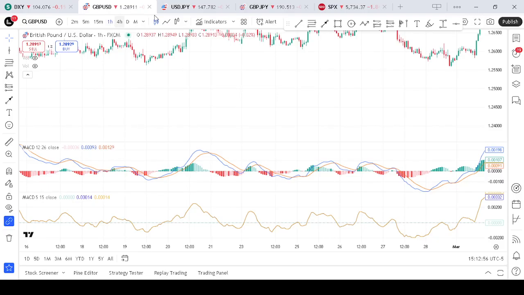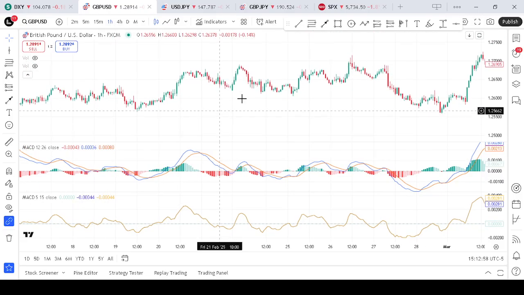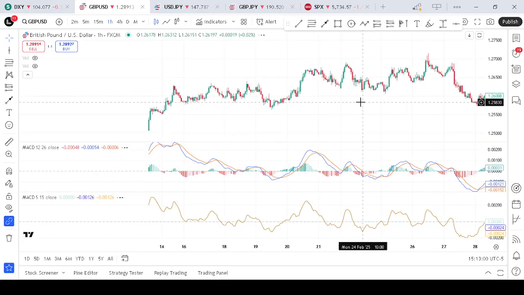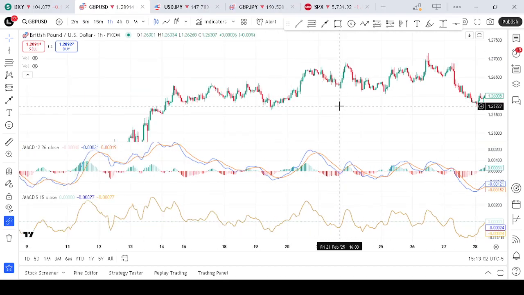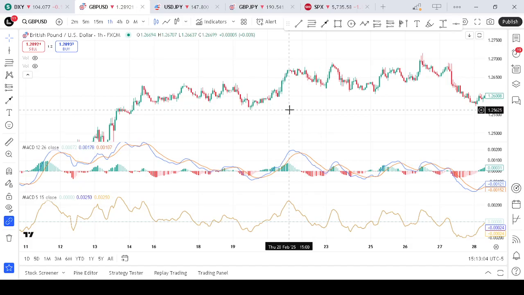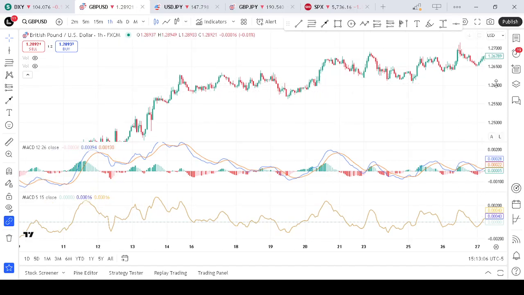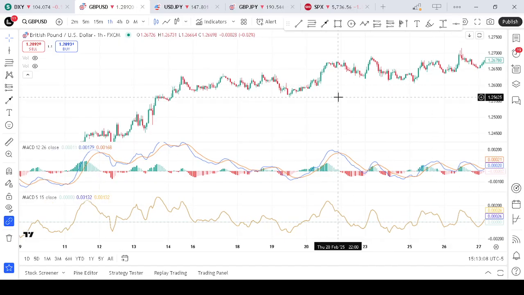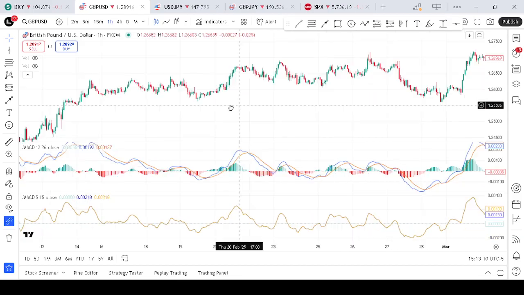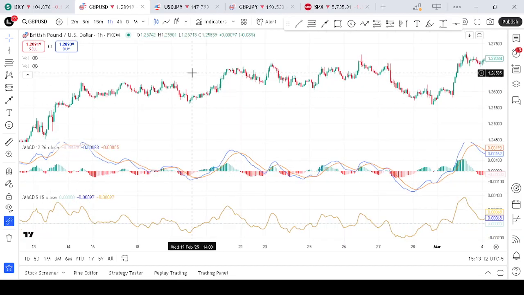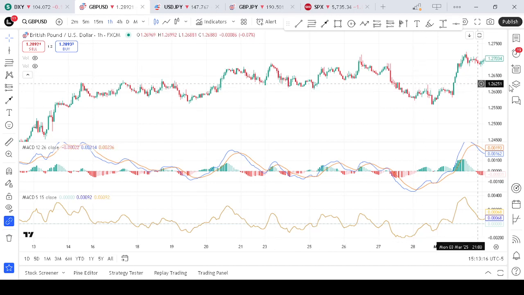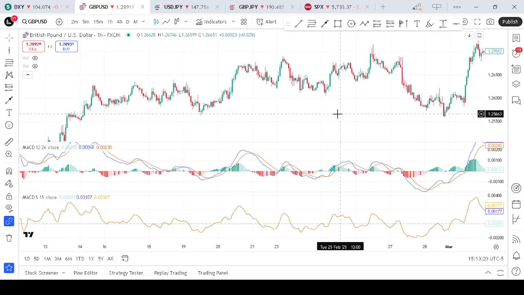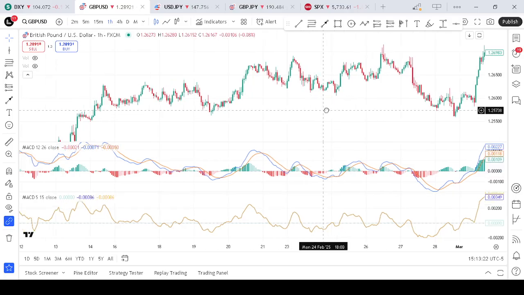How to use the double MACD strategy. Let's see how this strategy actually works. This double MACD strategy operates on a simple principle. When both MACDs align, they create a high probability trade opportunity. Let's break down exactly how this works in real market conditions.